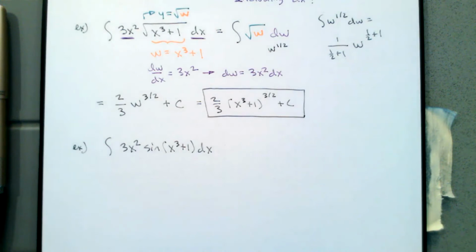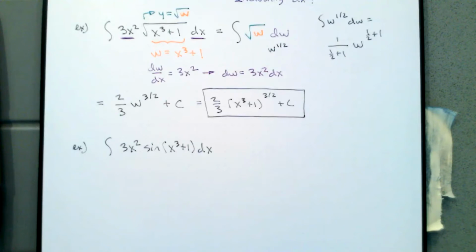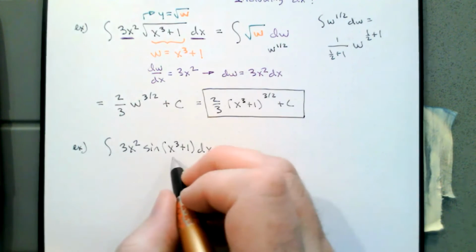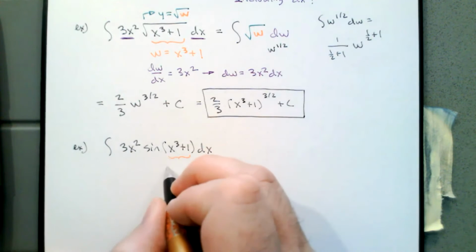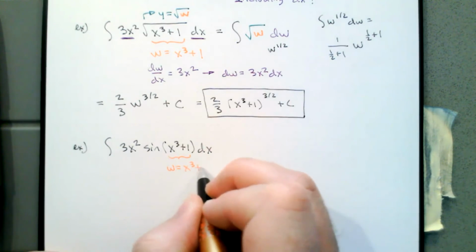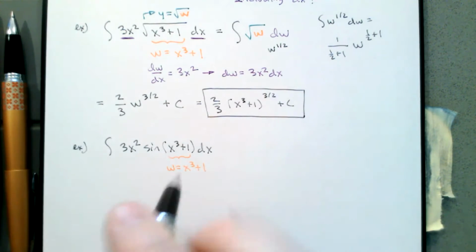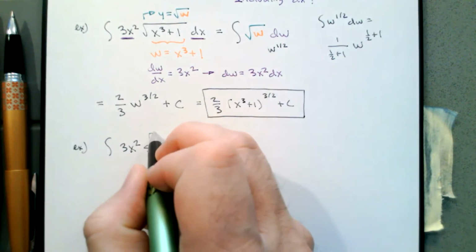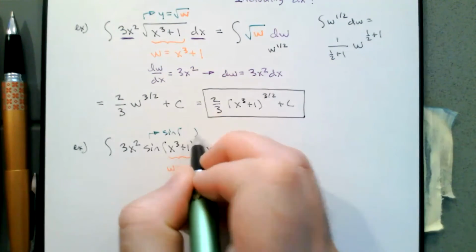Once again, we want to identify something as being the inside function. Then we want the derivative of the inside and the outside function. In this case, we have 3x squared times sine of x cubed plus 1. It looks like that x cubed plus 1 is the inside of the sine. There's a composition f of g of x, where g of x is x cubed plus 1. And so w is x cubed plus 1. And our outside function, the one we're actually going to be integrating, is the sine of w.